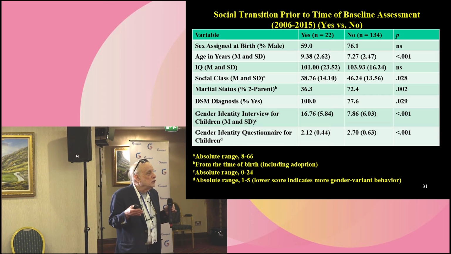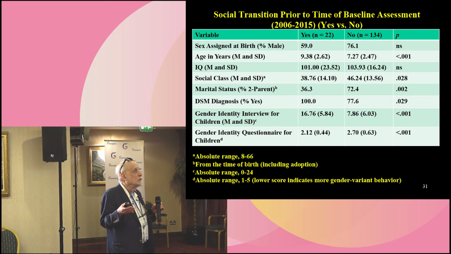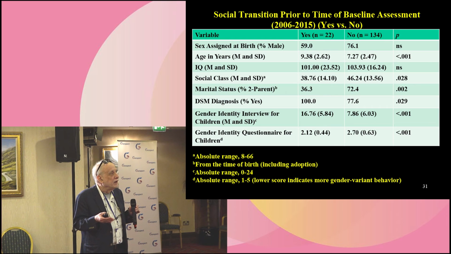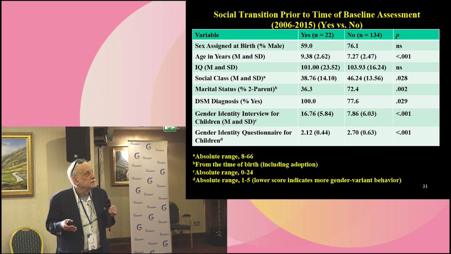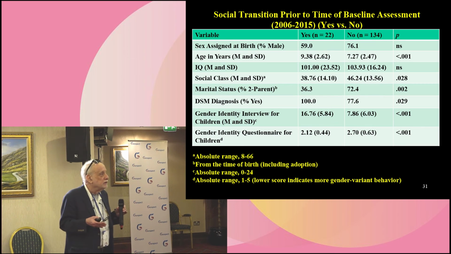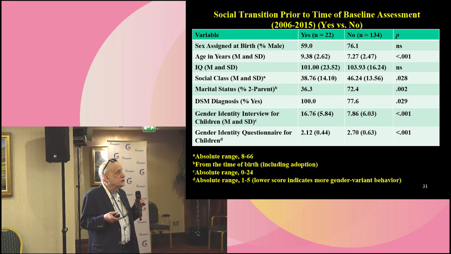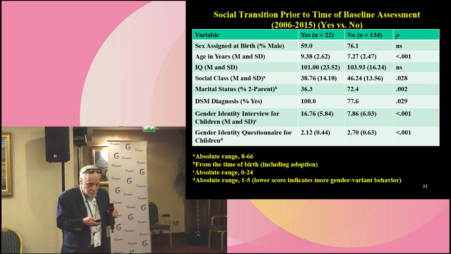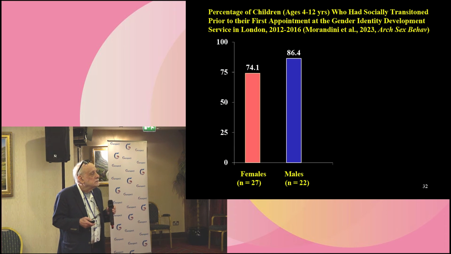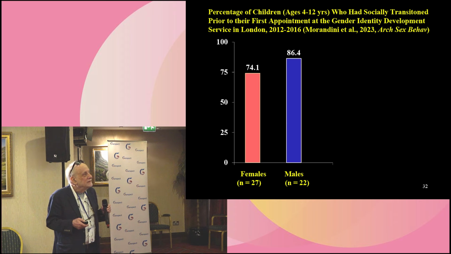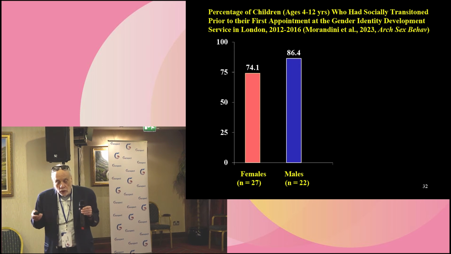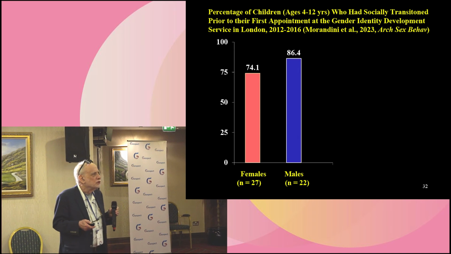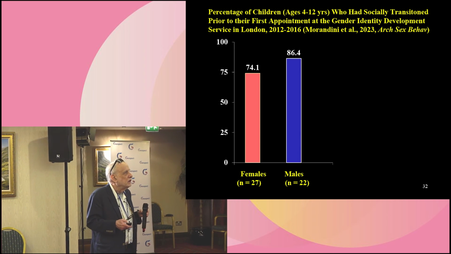All of the ones who had socially transitioned were diagnosed with gender dysphoria, compared to 77% of the ones who hadn't. And on two-dimensional measures we use, the kids who had socially transitioned were more extreme at our baseline assessment. So some of these data suggest there are correlates of social transition, but that's a whole other story.